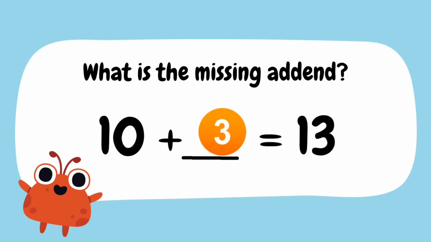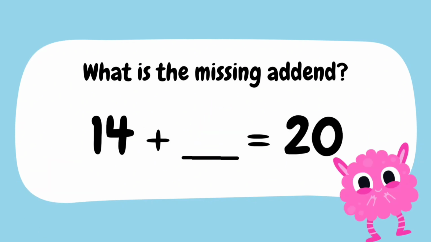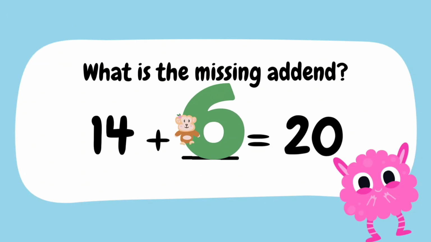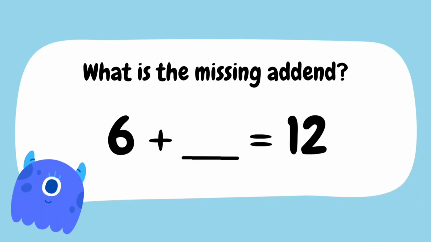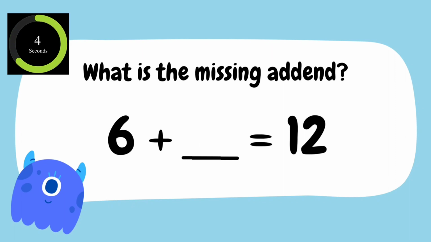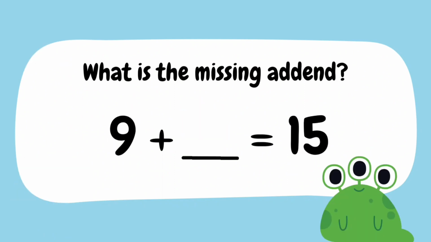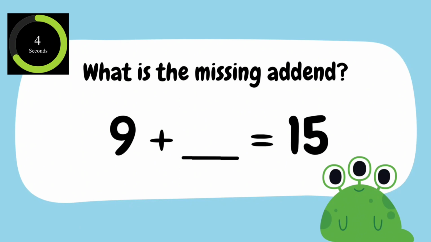What is the missing addend here? So 3. 10 plus 3 equals 13. What is the missing addend here? The answer is 6. What is the missing addend here? The answer is 6.